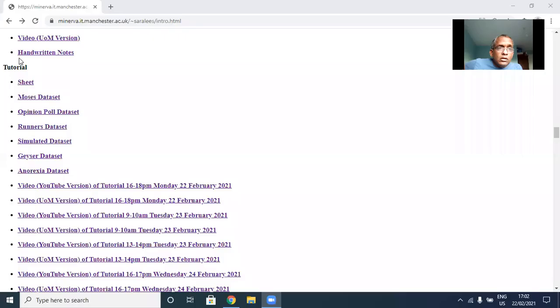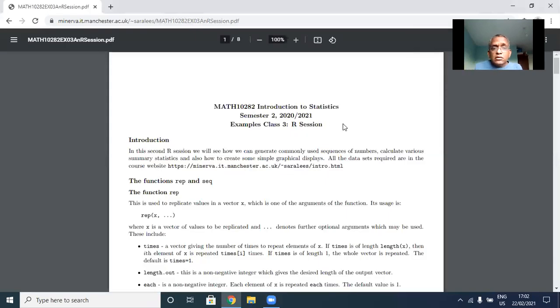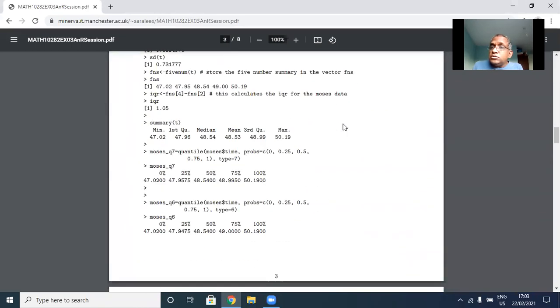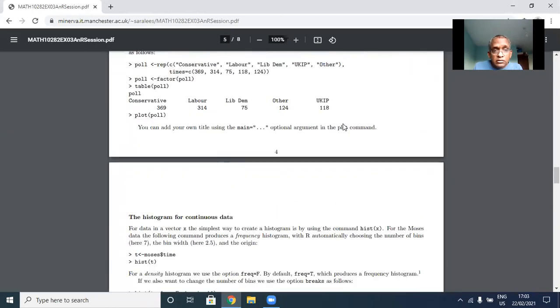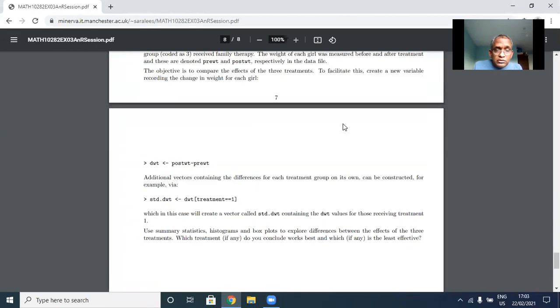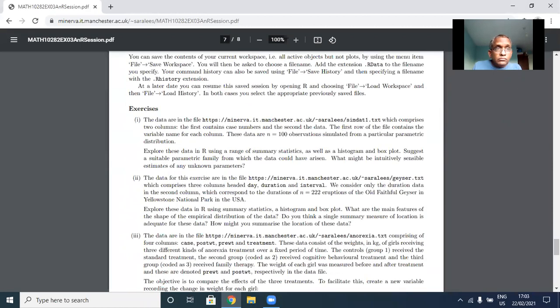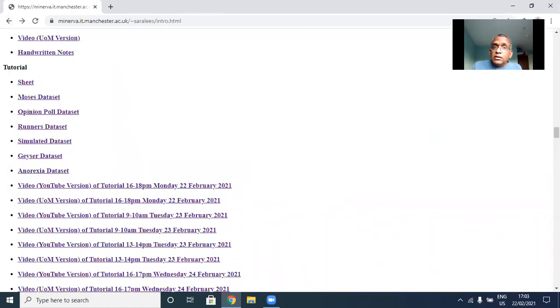Today is a tutorial based on R. You should go to the course website. The tutorial sheet for today is this one. This is the R course session. I will go through it line by line as usual, and also do the 3 exercises at the very end. Any questions you have, feel free to use the chat room. The first thing we need to do is to open R.